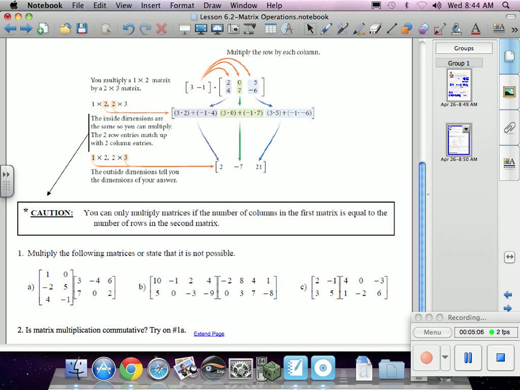So, but you can think of it sort of like distribution, okay? And why I talk about this is because the first one in the row matches up with the first one in the column. The second one in the row matches up with the second one in the column.